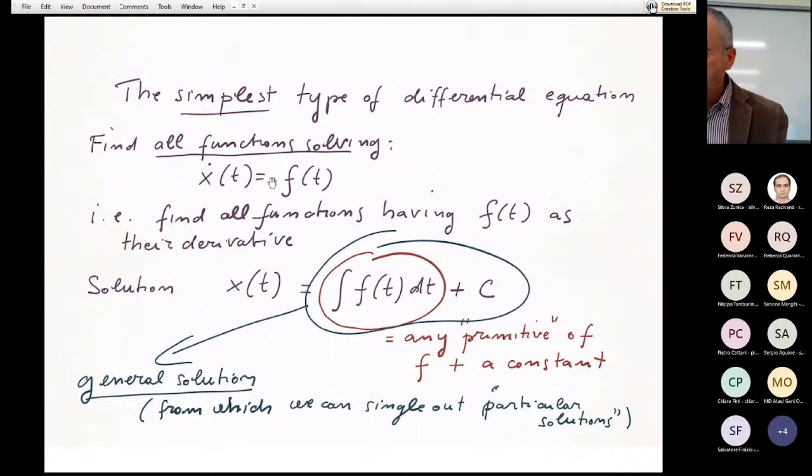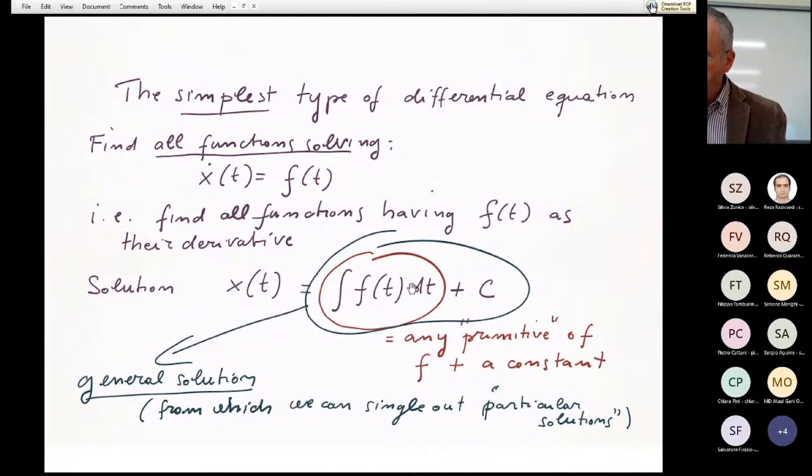In fact, we don't need the theory of differential equations here. By definition, this means finding all the functions having f(t) as their derivative, okay? So the solution is the indefinite integral of our function. Basically, we can also write this in this way. This is not really correct notation. It's capital F of t, any primitive, plus a constant. Okay, so this is the basic model.